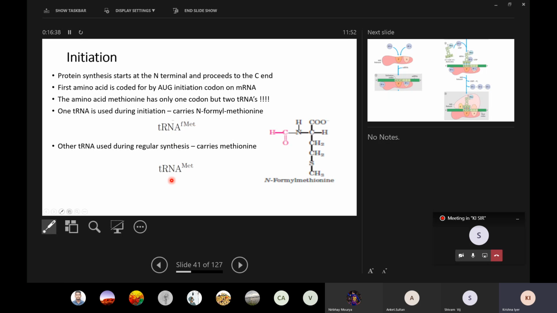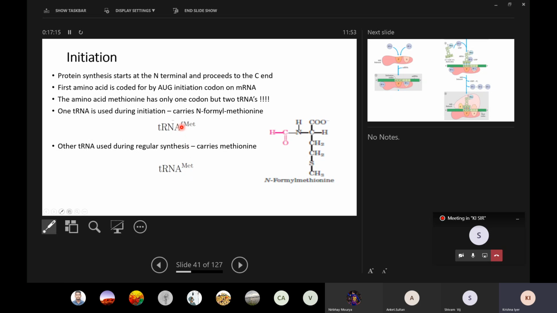Now, the difference is this: the tRNA to which formyl methionine is always added will always bind to the AUG which is the first codon of the mRNA, the initiation codon. If this AUG sequence occurs anywhere else in the mRNA, then the tRNA which will come and bind will always be the tRNA which carries only methionine and not formyl methionine.